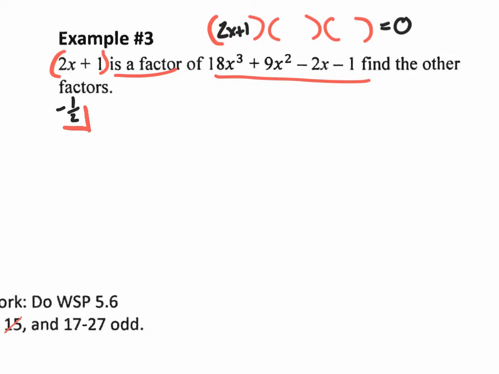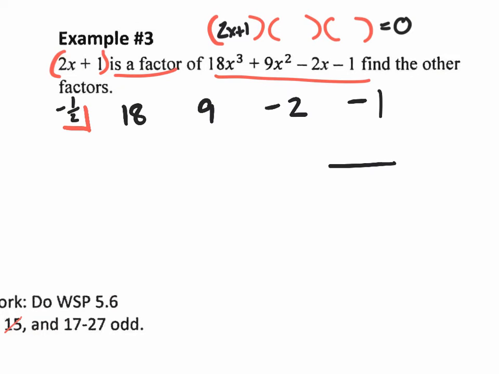This is why I said back in the day when we did long division and synthetic division, let's stick with long division because we're going to end up with fractions and we're scared of fractions. Let's not be scared of fractions. Let's just go with it. So let's write down our coefficients. We have 18, 9, -2, -1. Nothing's missing: power 3, power 2, power of 1, and constant.